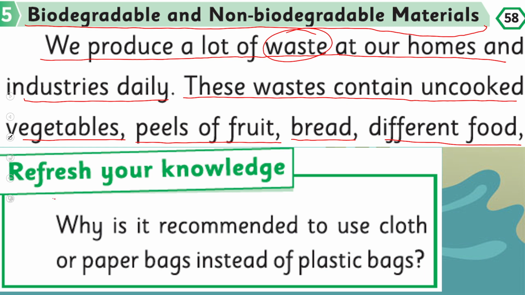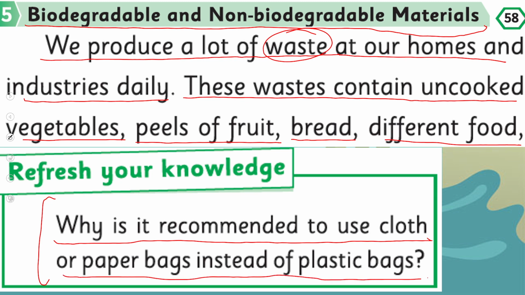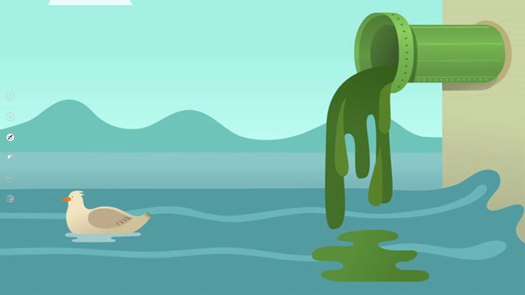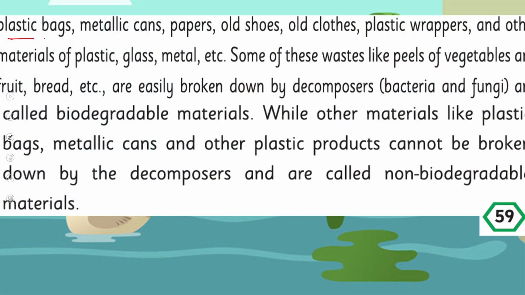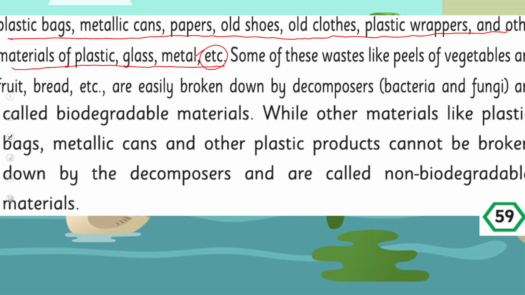So quickly think and tell me, why is it recommended to use cloth or paper bags instead of plastic bags? Because plastic bags are non-biodegradable. Plastic bags, metallic cans, paper, old shoes, old clothes, plastic wrappers and other materials of plastic, glass, metal, etc. Besides this, we also waste plastic bags, metallic cans, papers, old shoes, clothes, plastic wrappers and different things made of plastic, metal or glass.